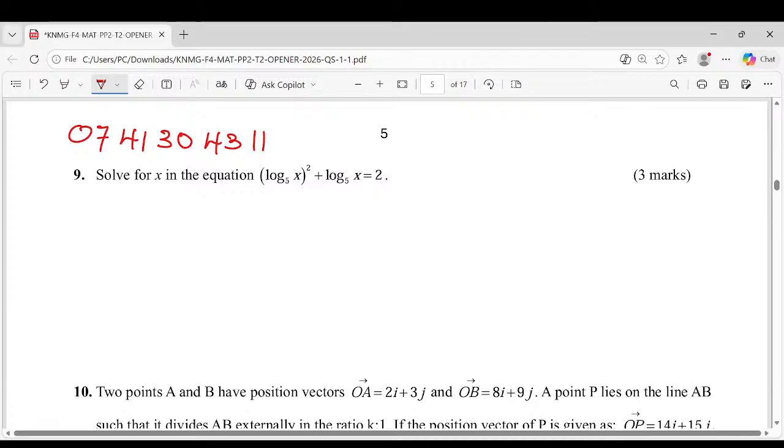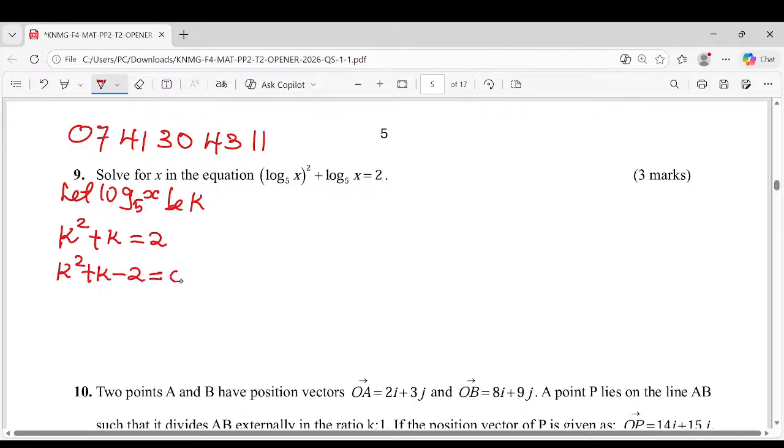Let us go to question number 9. Back to the question. Solve for x in the equation log to base 5 of x squared plus log to base 5 of x is equal to 2. I can say here, let log to base 5 of x be k. This will mean that k squared plus k is equivalent to 2. So this can be k squared plus k minus 2 equals 0.